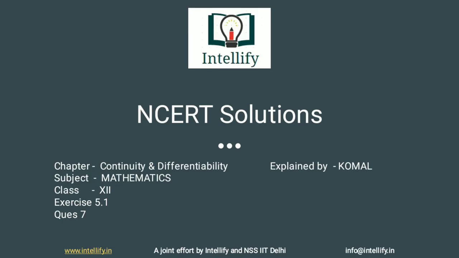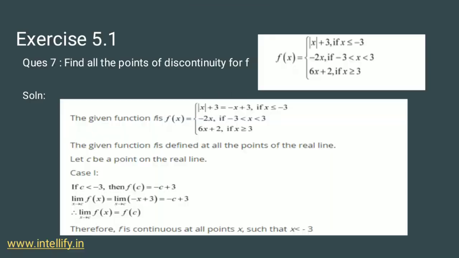Today we will see the NCERT solution of Class 12 Mathematics Exercise 5.1 question number 7. This is me, Komal, and the topic is continuity. So question number 7 says we have to find all points of discontinuity for this function where 3 branches are given.